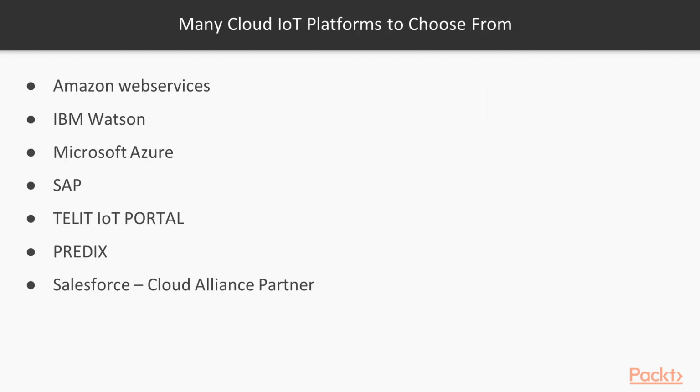There are many CSPs to choose from. A quick sampling of some of the well-known ones include AWS, IBM Watson, Microsoft Azure, SAP HANA, Telit, GE Predix, and the Salesforce IoT Cloud. I include platforms such as ThingWorx and Xively here as well, as they operate cloud services for your IoT devices.